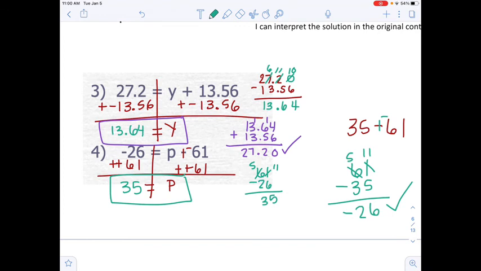So again, just to summarize, you're always going to do the opposite thing to both sides. So if it's a positive, you're going to add the negative to both sides to cancel that out.